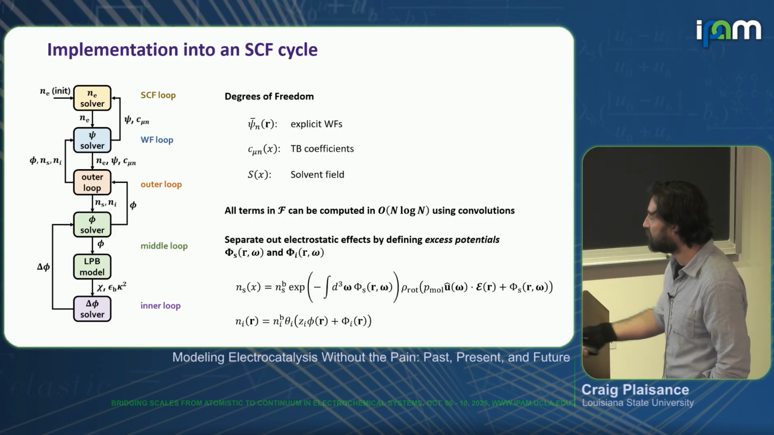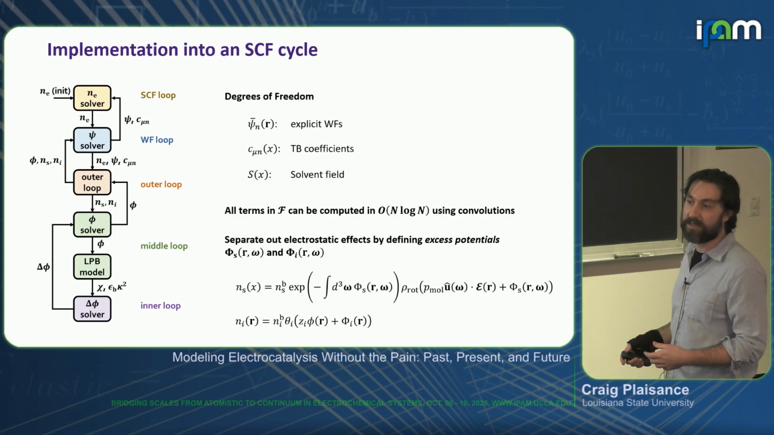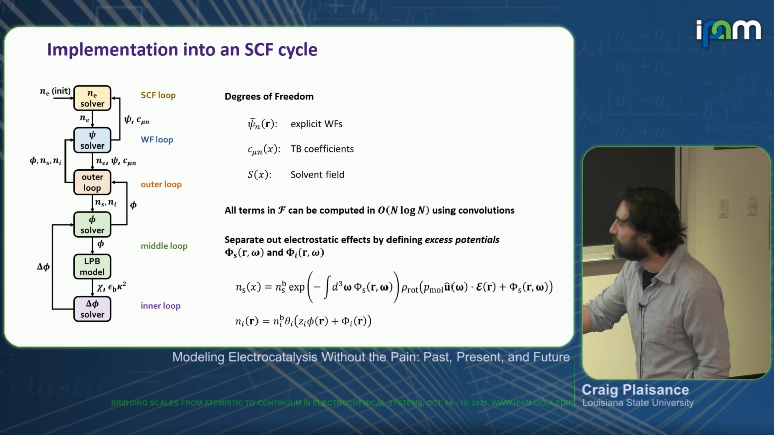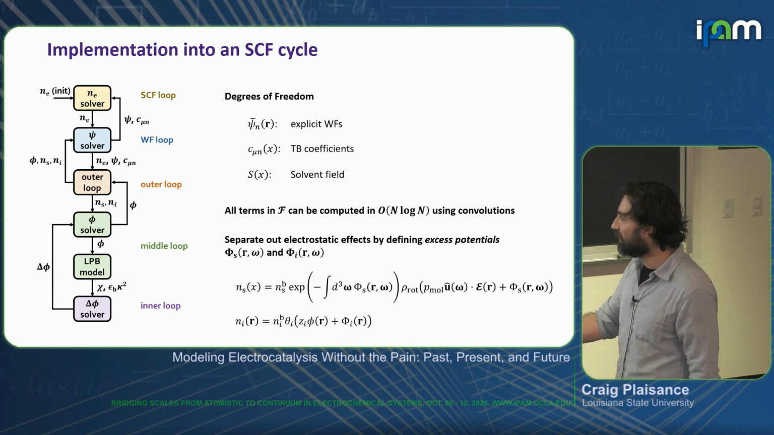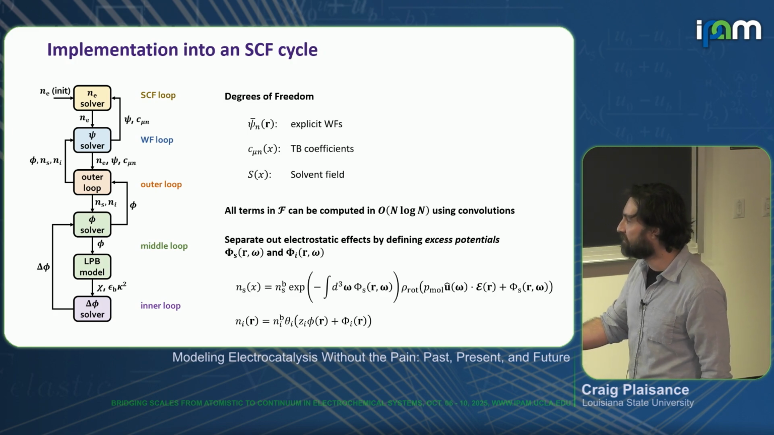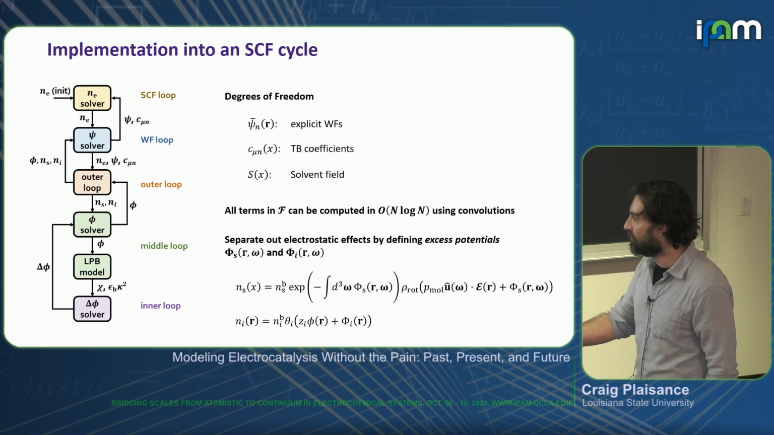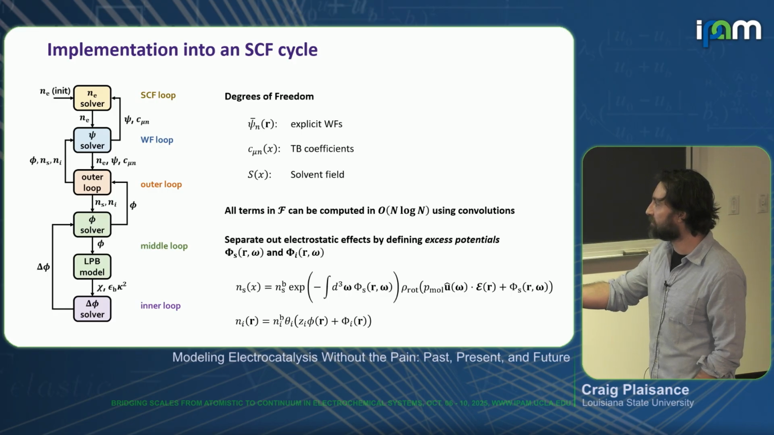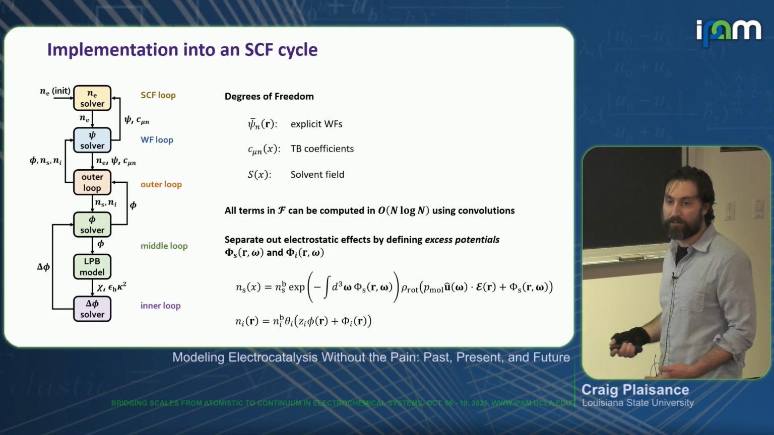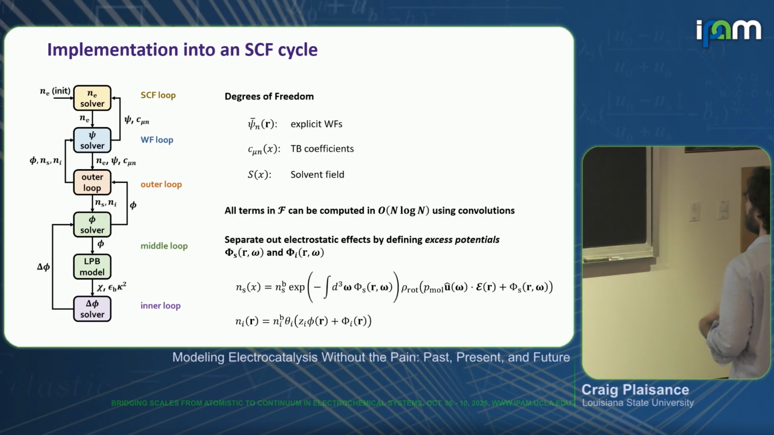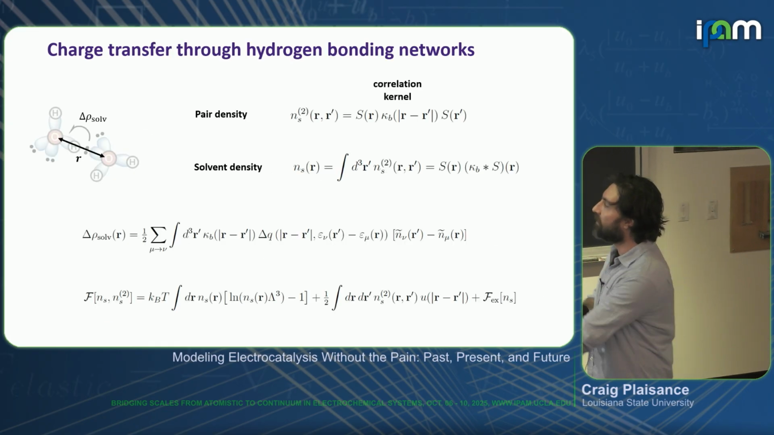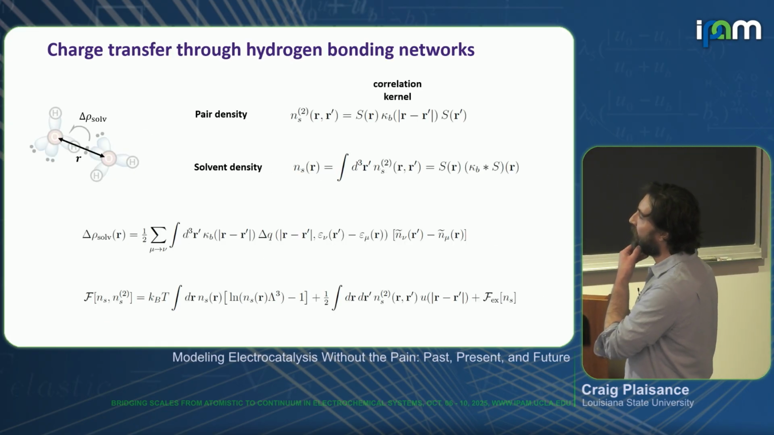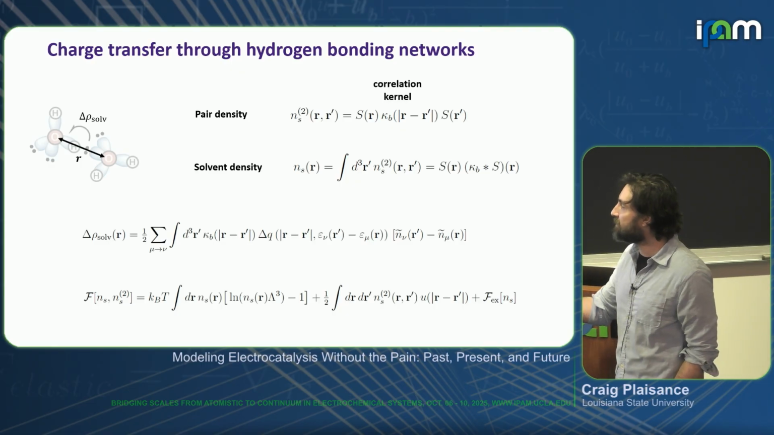I don't really want to get into that too much, but it basically makes the method easier to converge. And then we can implement it in this SCF loop. So currently VASPsol++ has these loops here. These are the nonlinear and linear Poisson-Boltzmann solvers. But then we introduce this outer loop that also solves for these other terms, the tight binding coefficients and the solvent density.